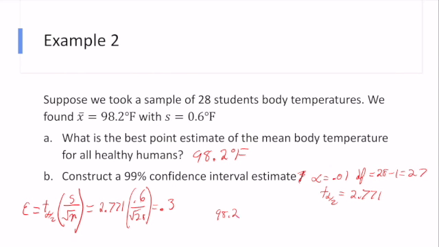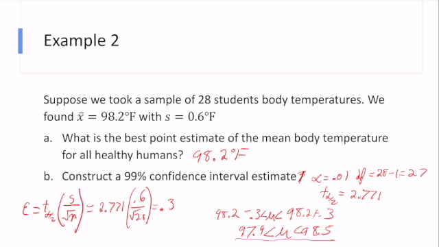So I'm going to take 98.2 minus 0.3 is less than our population mean, which is less than 98.2 plus 0.3. So I get a confidence interval of 97.9 less than mu less than 98.5. Now let's think for a minute.